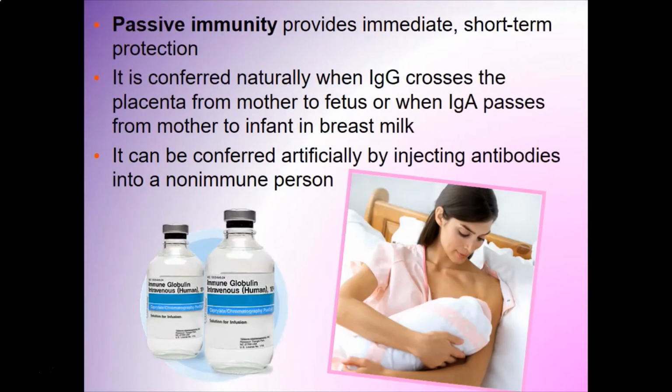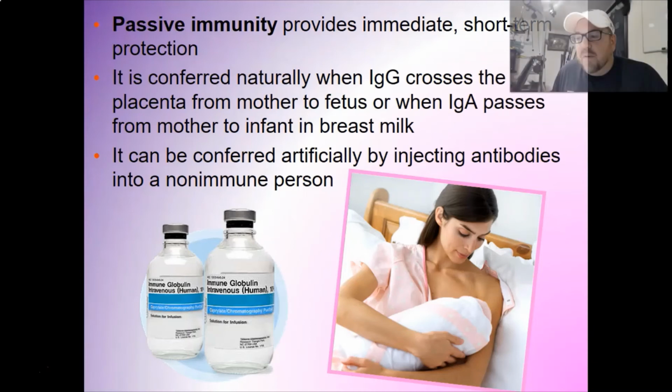So passive immunity provides immediate short-term protection. Okay, and it's conferred naturally when IgG crosses the placenta from your mom to the fetus, or when IgA passes from the mom to the infant via breast milk. Right? Very, very neat that before you're even born, you're getting antibodies, and shortly after you're born, you're still getting antibodies, right? So super important here, because obviously the most dangerous part of your life was when you were a fetus, right? When you were inside your mom. A lot of things can go wrong there, so we're lucky to be here, right? And part of that is because of your mom's immune system taking care of you.